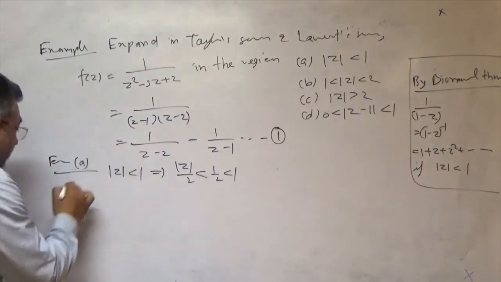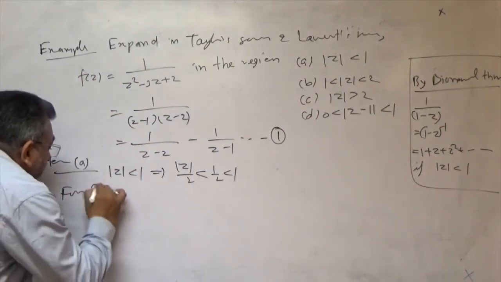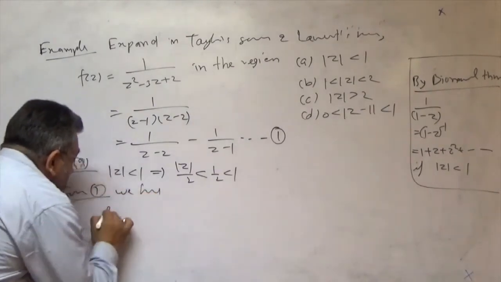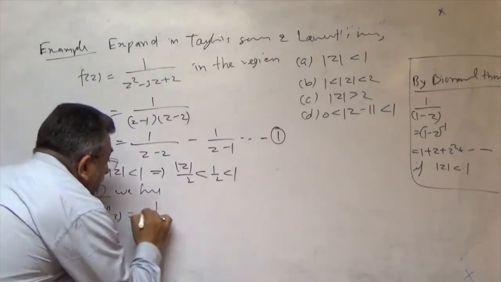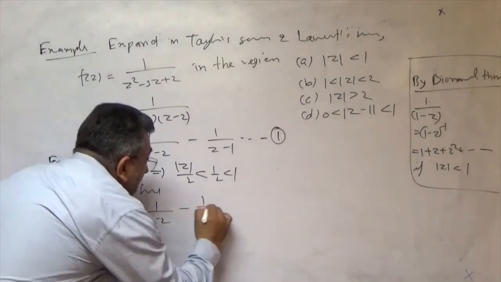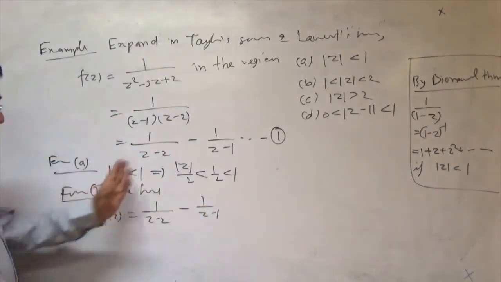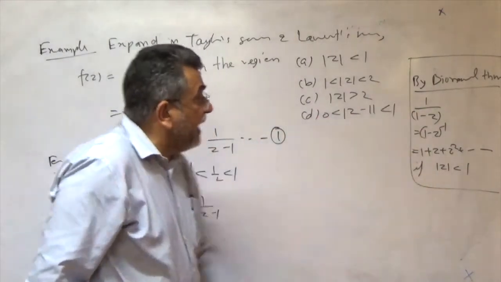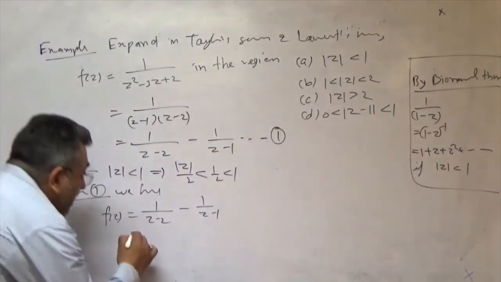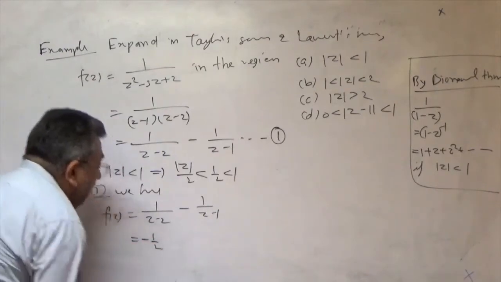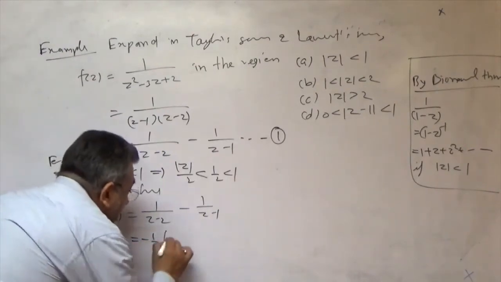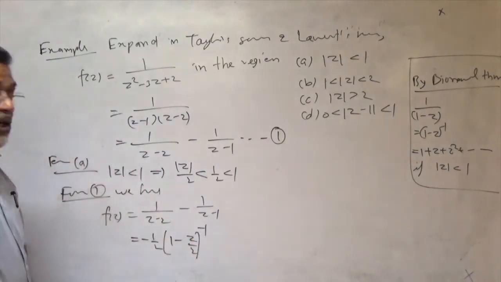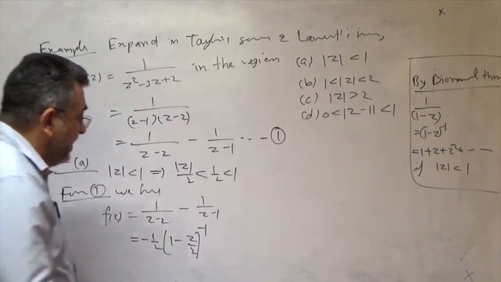So, from 1, we have f(z) equal to 1 upon (z minus 2)(z minus 1). Now, transform this into this form for using binomial theorem. So, from here, we take 1 by 2 common and take it in numerator, that is (1 minus z by 2) whole power minus 1.